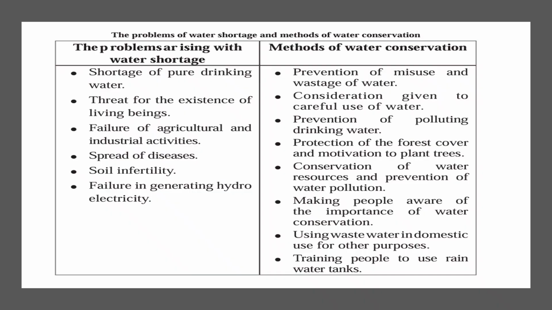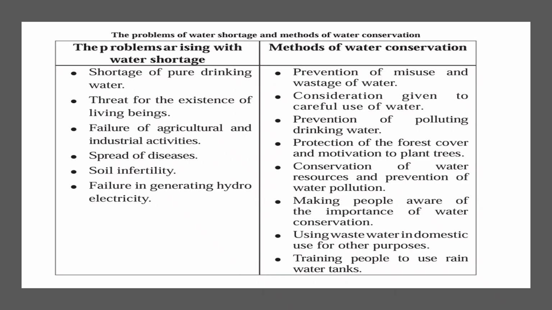Anyway, the problems arising with water shortage. Shortage of pure drinking water, threat to the existence of living beings, failure of agricultural and industrial activities, spread of diseases, soil infertility, failure in generating hydroelectricity.